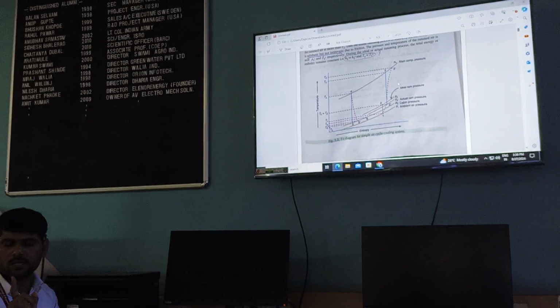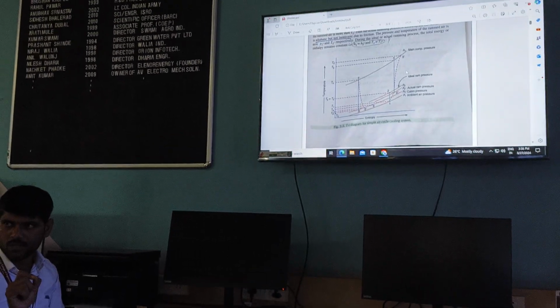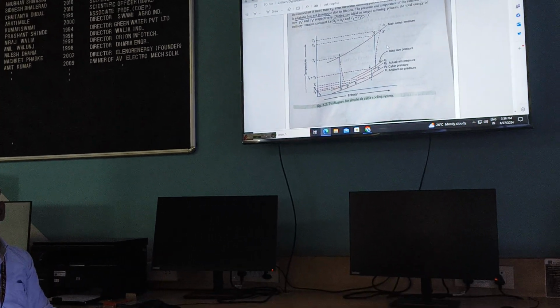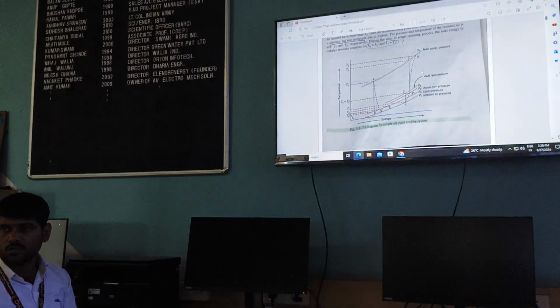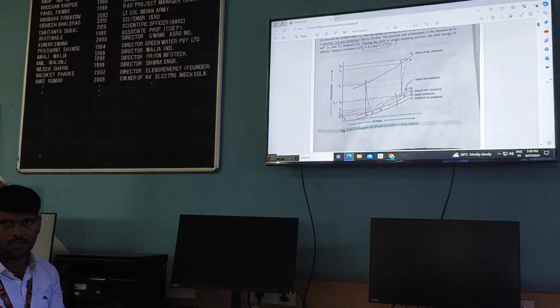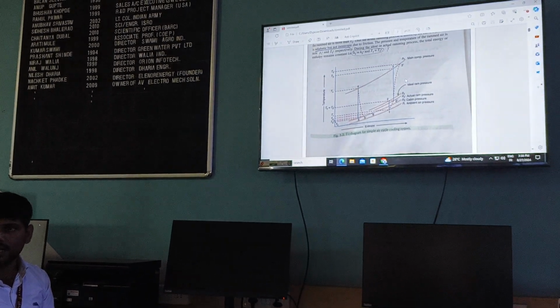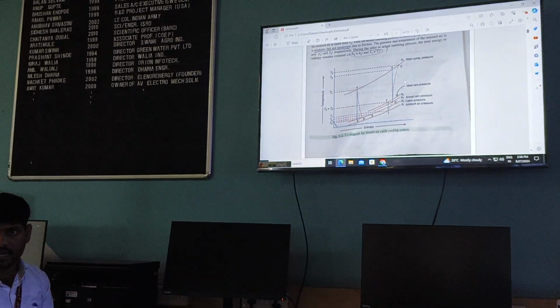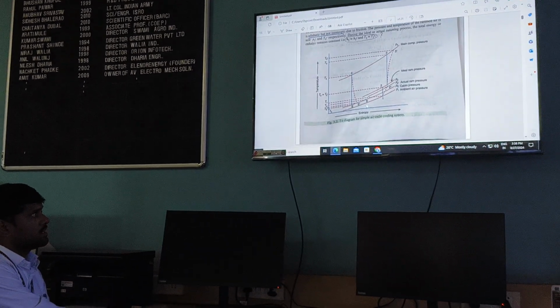In case efficiency is given, you need to calculate actual values. To calculate the power and the refrigeration load, you need to consider actual values, not isentropic values. This is your TS diagram.